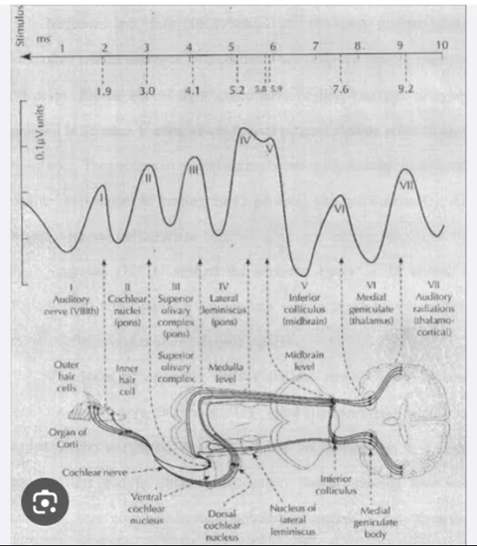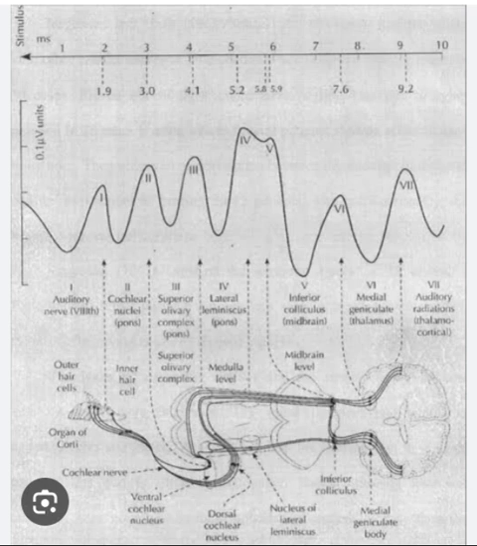Wave 3 exhibits a relatively consistent morphology and amplitude across recordings, making it a reliable marker in BERA interpretation. However, it is influenced by factors such as the intensity and frequency of the stimulus, as well as the individual's attention and state of arousal.